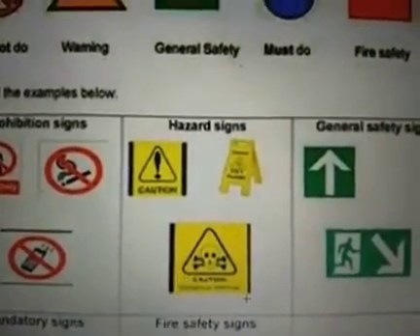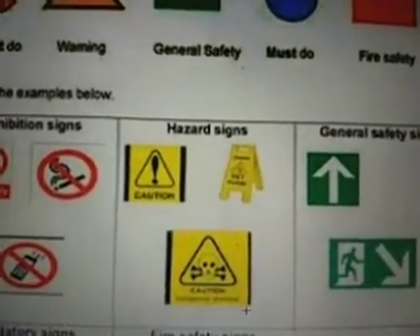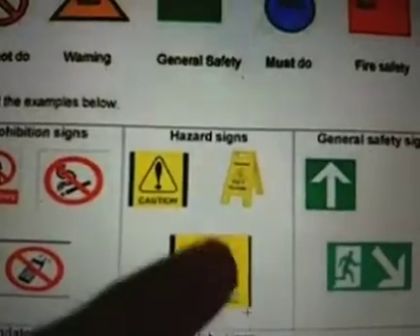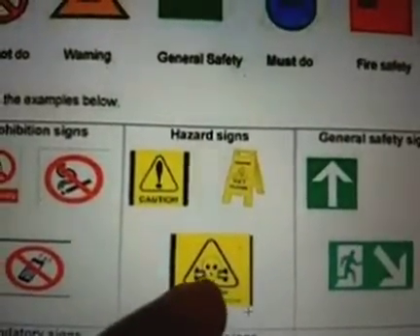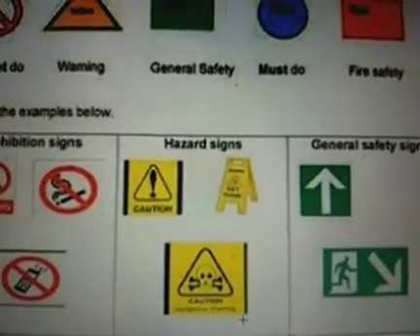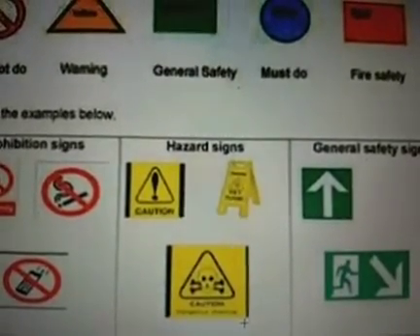Then this sign is of a danger, that there's a danger ahead. Yeah, so it's warning you beforehand. So this yellow color are warning signs. You see the picture here? It's of a skeleton. So it is hinting you about some danger that is ahead.